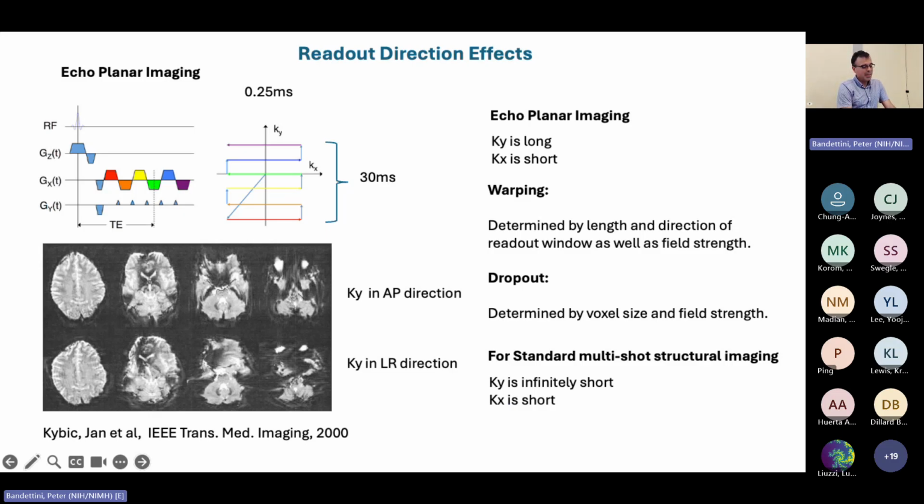Essentially, because it takes so much longer to go bottom to top, you'll have much more time for spins to get out of phase going in that direction. So the warping will be in that direction, essentially. This is where KY was in the AP direction, and this is where KY was in the left-to-right direction. You can see the warping is totally different.